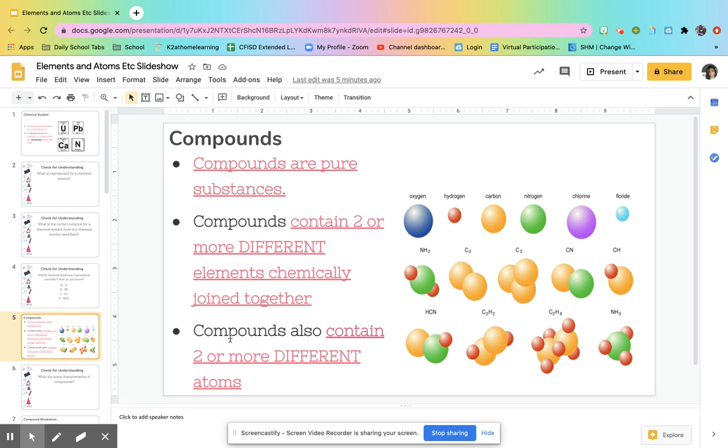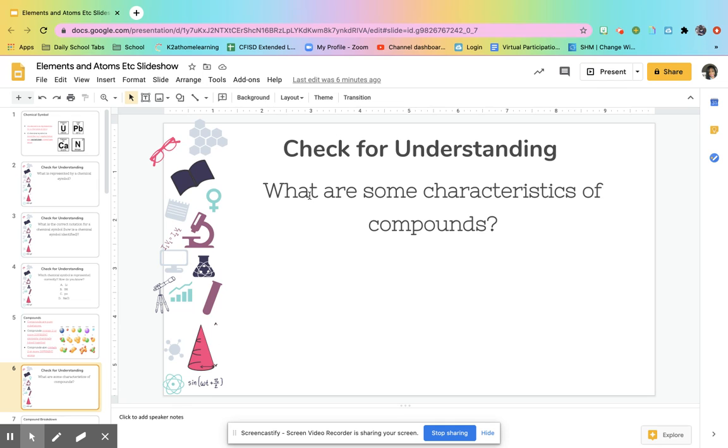So compounds also contain two or more different atoms. So here is a great example. You have the nitrogen atom, and then you have hydrogen atoms here as well. Here you only have carbon atoms. Same here. Here you have a carbon atom and a nitrogen atom, okay? So remember, compounds have two or more different atoms. So this right here, C2, is not a compound, right? It's an element or a molecule. So in your notebook, tell me, what are some characteristics of compounds?